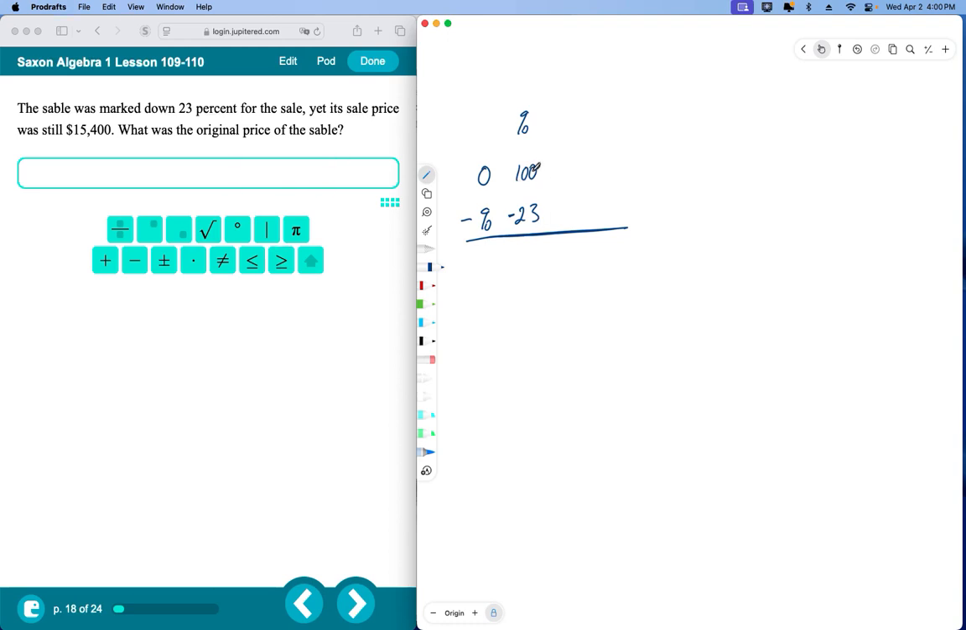Okay, so 100 minus 23, that's going to be 77. That's the amount that we actually paid. So in dollars, the price that we paid, that's the sale price, is $15,400. What we want to know is the original price, right? The original price. So we don't really need this information anymore in here because we're looking for this. So we can set up our proportion.